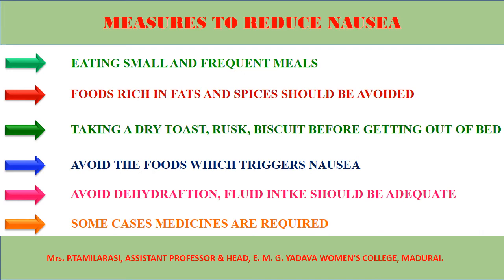And the measures to reduce nausea are eating small and frequent meals, which should be consumed by a pregnant woman, and foods rich in fats and spices should be avoided. And then taking a dry toast, rusk, or biscuit before getting out of bed is a preventive measure, and avoid the foods which trigger nausea. Avoid dehydration, that is she should take adequate fluid, and in some cases medicines are also required to prevent this nausea.